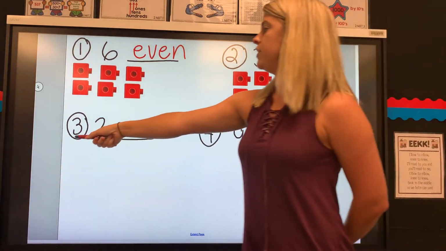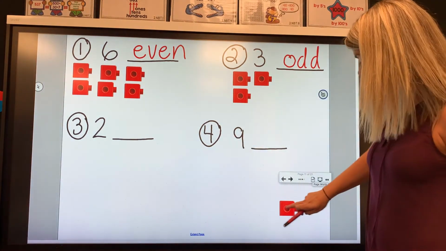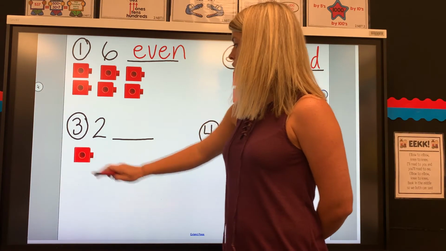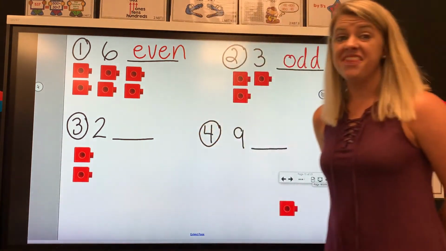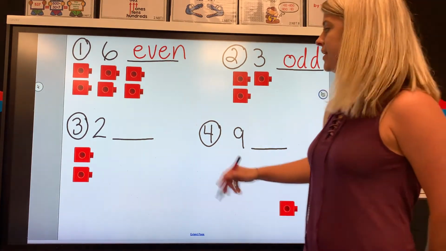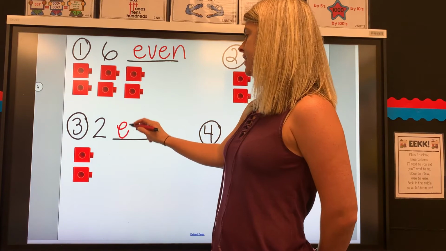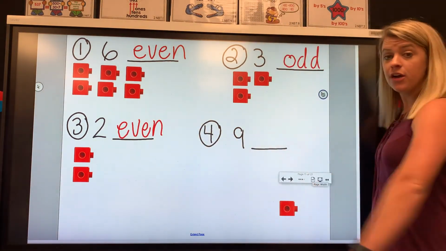All right, moving on to number 3. It tells me I need to use 2 linking cubes. So here we go. 1, 2. That one's pretty easy. I know automatically it is a pair, so that means that 2 is going to be even.